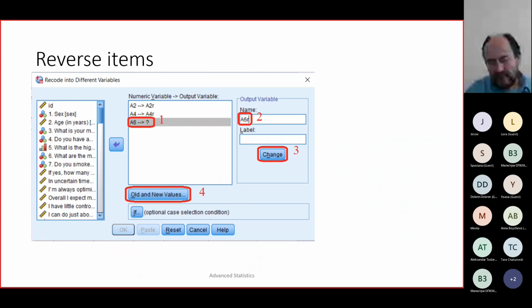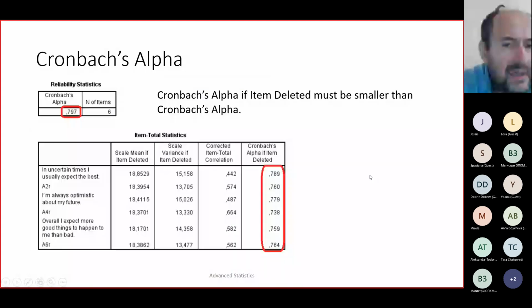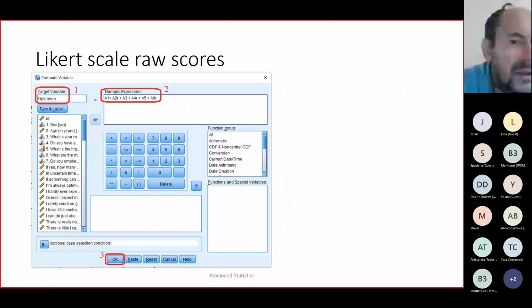So after that, we have to compute the raw scores of each person in our data file. For this, we also choose Transform. After that, Compute. After that, we type here the new name, optimism, and then sum up the items.